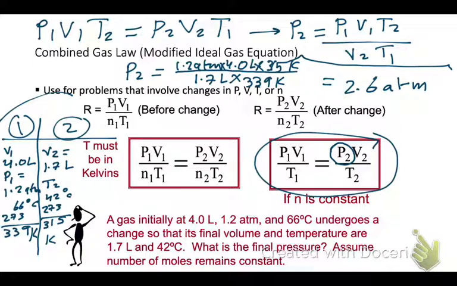It means we are changing more than one variable at a time. Either you have the moles changing as well, in which case you choose the equation that includes n, or if n is constant, then it's P1 V1 over T1 equals P2 V2 over T2.